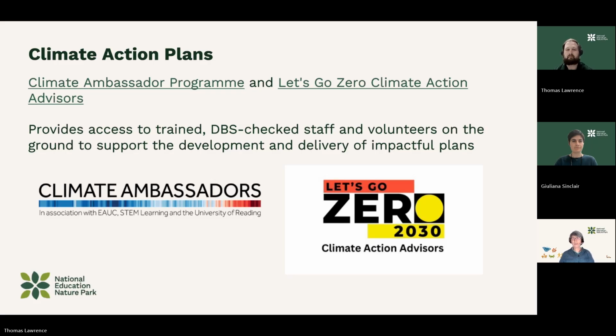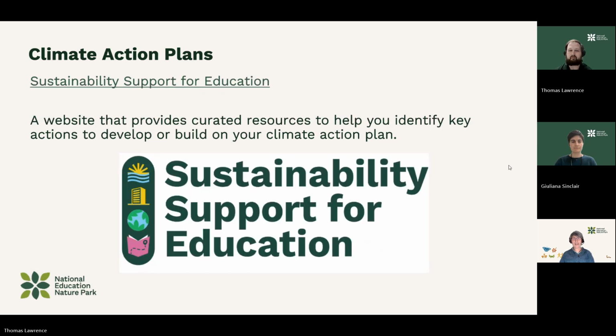And also Let's Go Zero is another organisation who can help you, like us with the Nature Park. There are regional officers and they can help you write your climate action plan and make these changes in your school sites. And last but not least, there is an online website called Sustainability Support for Education, where you can get things like climate action plan templates and all these connections to these other organisations and us. So explore that too. So just a little bit of a bigger picture to what you're doing on your school settings. And back to Juliana now, I think.